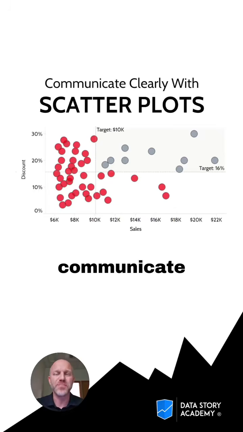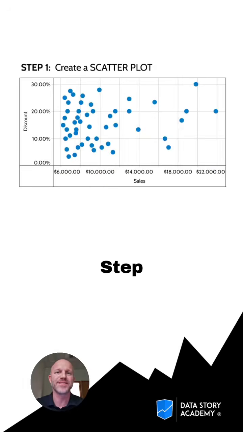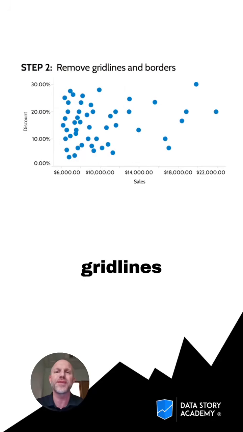I want to show you how to communicate clearly with scatter plots in 8 simple steps. Step number 1 is to create a scatter plot using your own data, a data set you have that you want to tell an important story with. Then step number 2 is to remove the grid lines and borders.